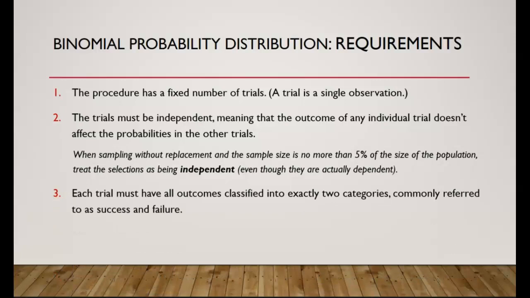Each trial must have all outcomes classified into two categories, commonly referred to as success and failure. It's not success and failure as in the English language. A success would be considered when we throw a coin and we want to know how many times out of 20 it will land tails up. That would be considered the number of successes. The number of failures would be when the coin lands heads up. And the last requirement: the probability of a success remains the same in all trials.